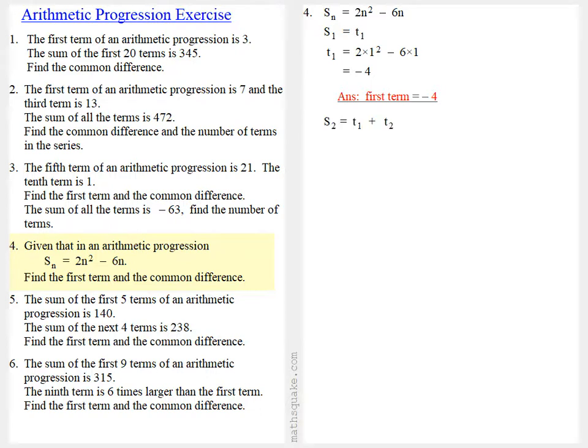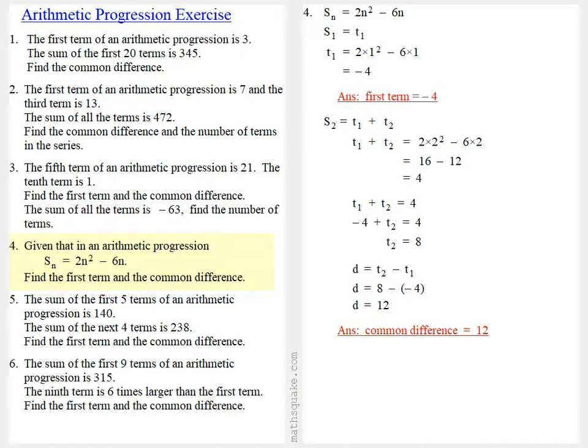Now if we take the sum of the first two terms, that's t1 plus t2. So t1 plus t2 is equal to 2 times 2 squared minus 6 times 2, which is 16 minus 12, which is plus 4. So t1 plus t2 is equal to 4, but t1 is minus 4. So minus 4 plus t2 is equal to 4, so t2 is 8. Now the common difference is the difference between the second term and the first term, t2 minus t1. So d is equal to 8, take away minus 4, which is 12. So the common difference is 12.